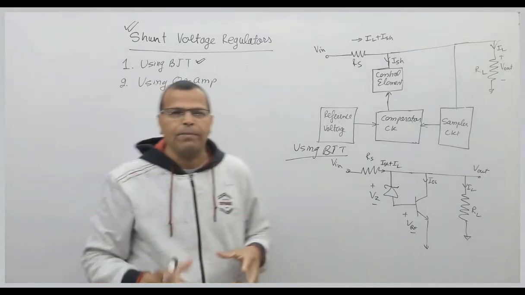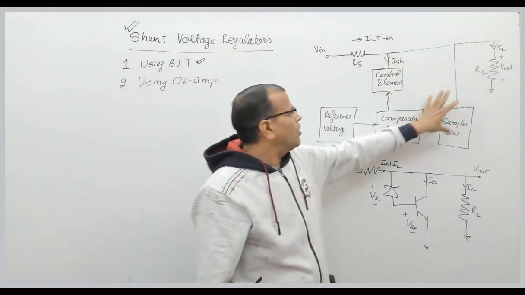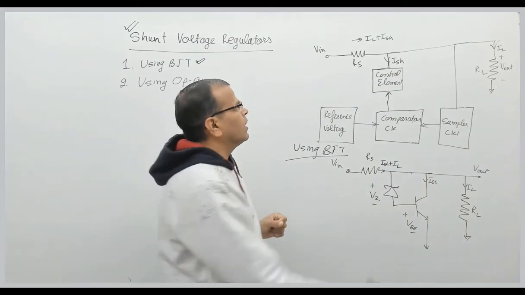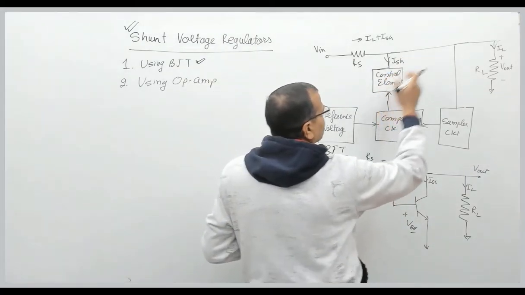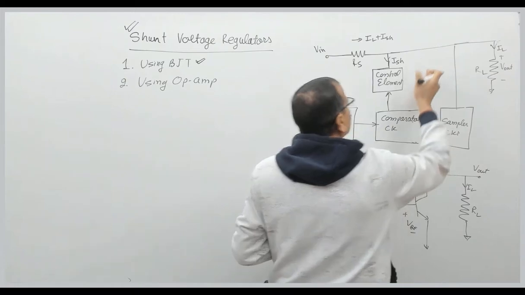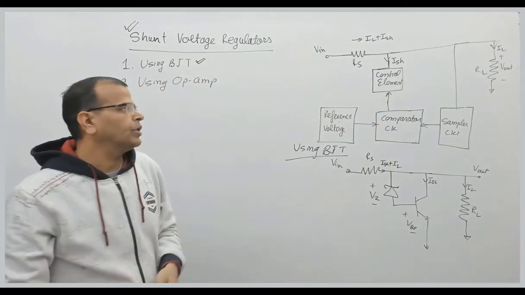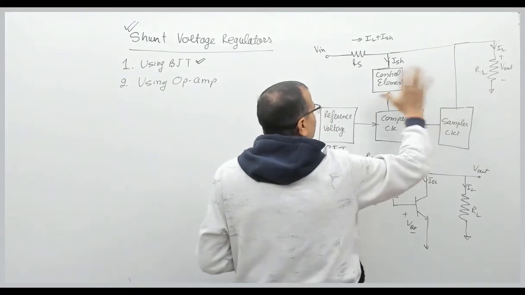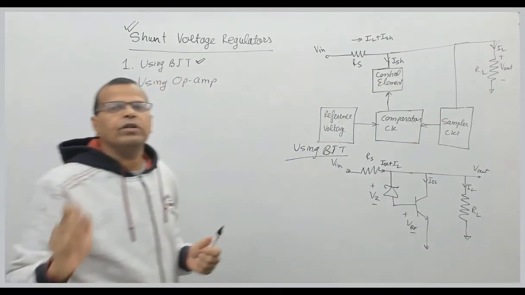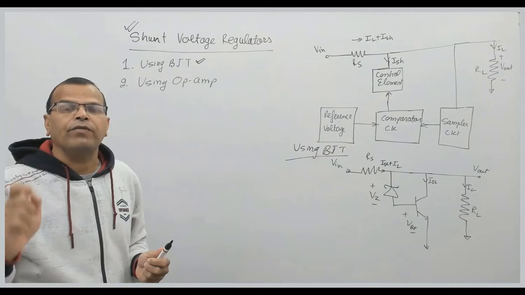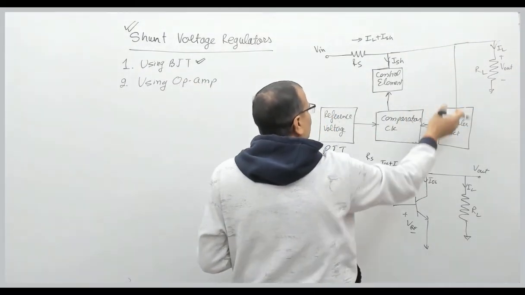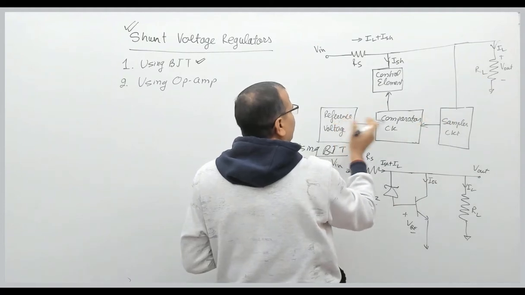and then we will see the circuit based on op-amp. This is the general block diagram of a shunt voltage regulator. Here the control element is connected in shunt with the load, that is why we call it a shunt voltage regulator. So we take a sample of output. Remember, the voltage regulators always have feedback from output voltage. So we take the sample of output voltage, we compare that sample with reference voltage.